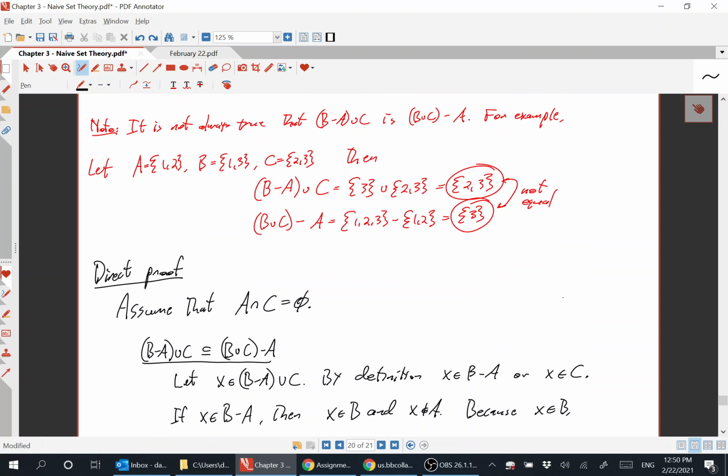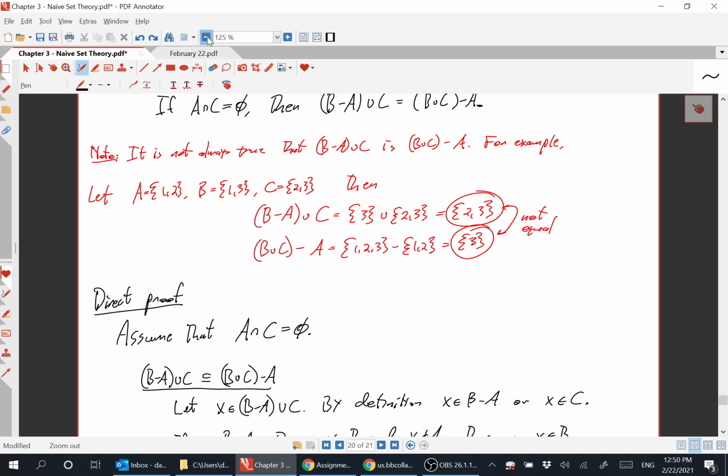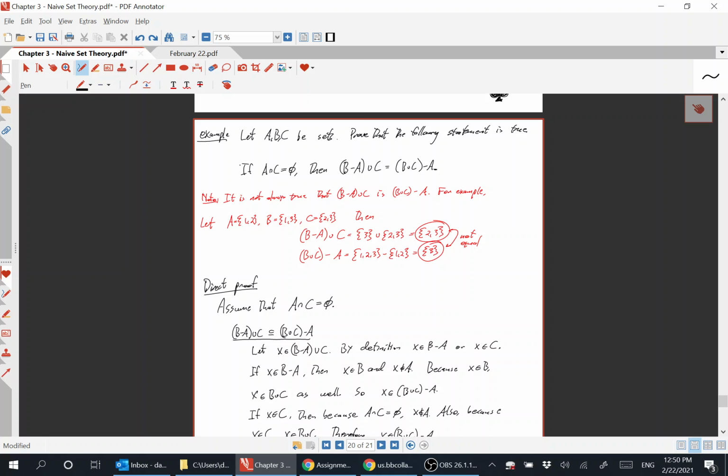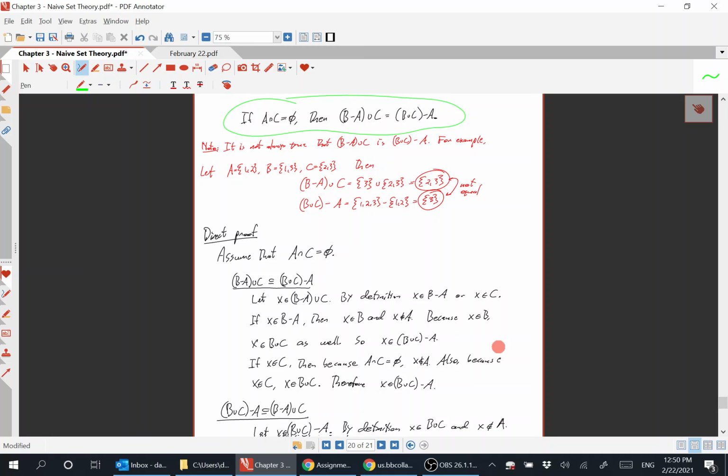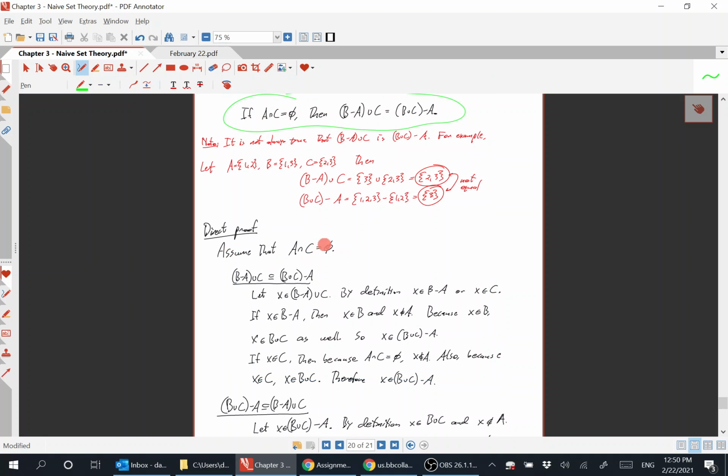So notice the overall structure of the proof here. We're trying to prove this statement: if A intersection C is the empty set, then B minus A union C is equal to B union C minus A. So we are doing a direct proof. We assume that this is the case, and then we show that the first set is a subset of the second, and then we show that the second is a subset of the first.